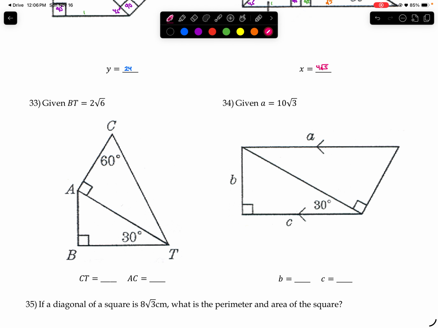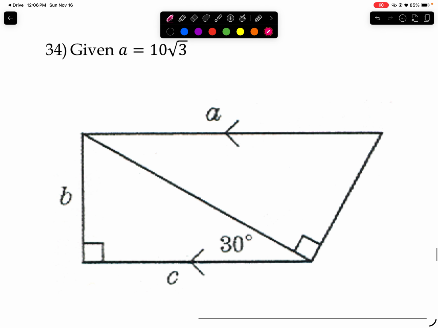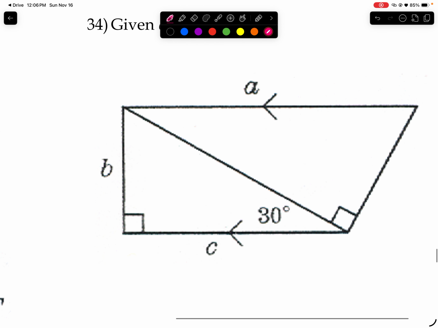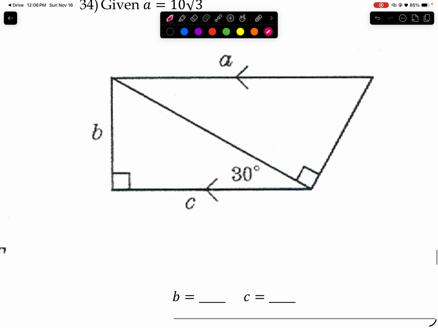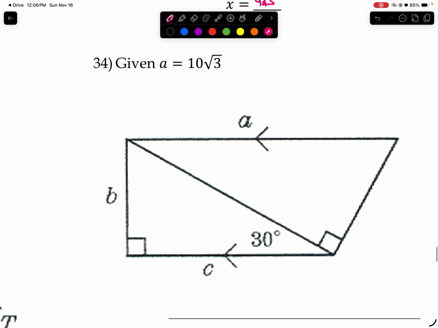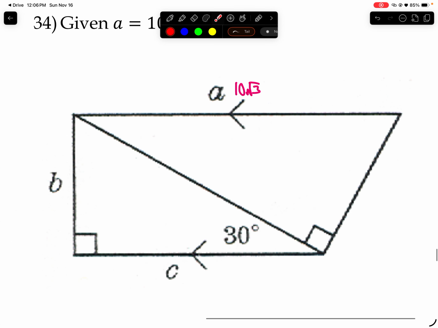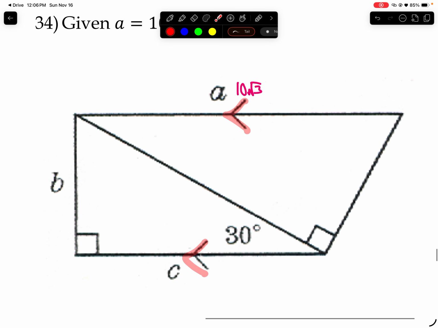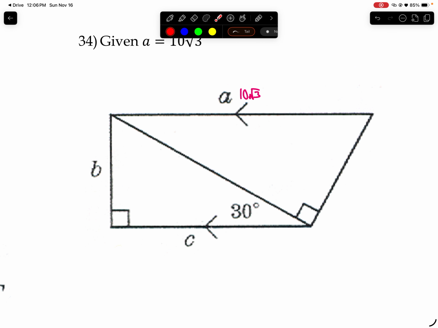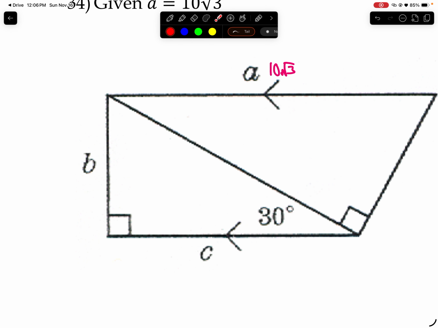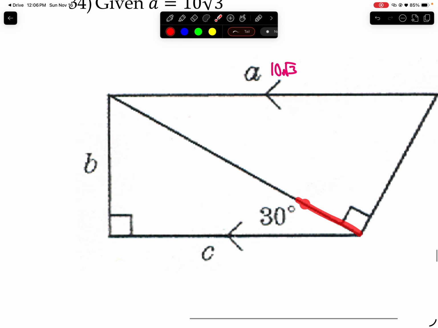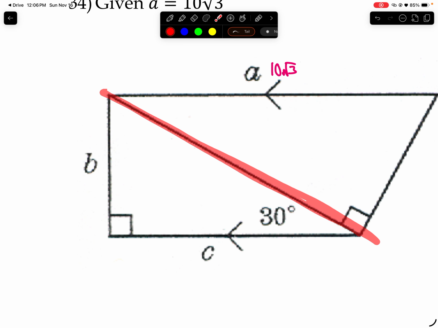So 33 is very similar, but I do want to jump over to number 34. This one's a really good one. So with 34 here, we want to find the values of B and C, given that A is 10 root 3. If you'll see these hash marks here and here, this is going to be indicative of parallel lines. Hopefully you remember those from your geometry days. So what's going to happen is if I have parallel lines and I have a line cut by a transversal, parallel lines cut by a transversal, there we go.